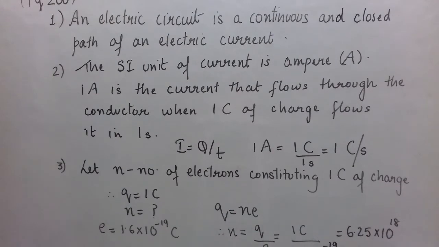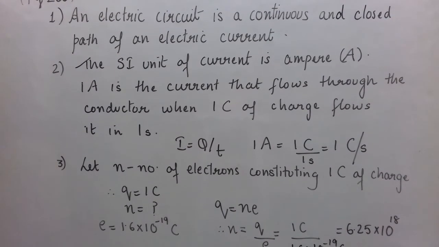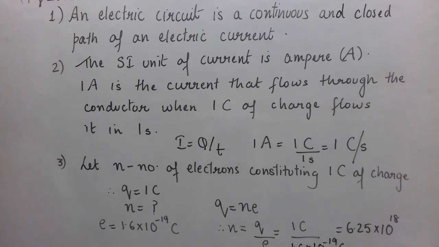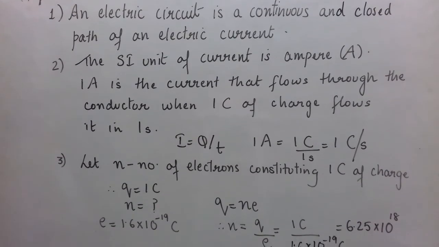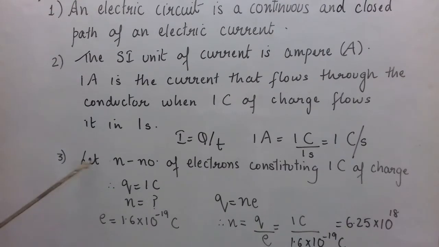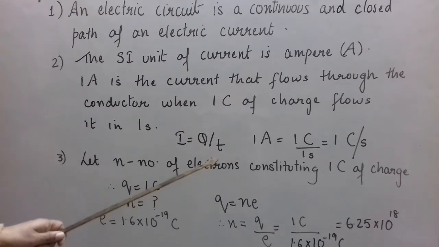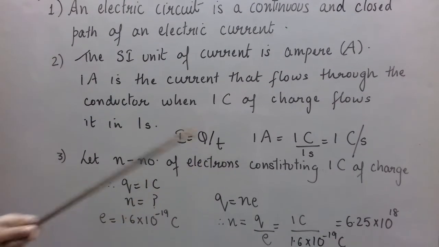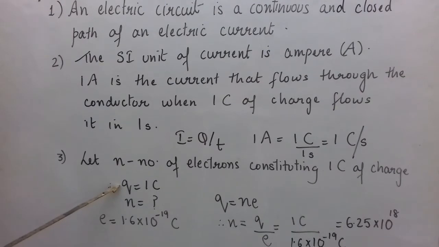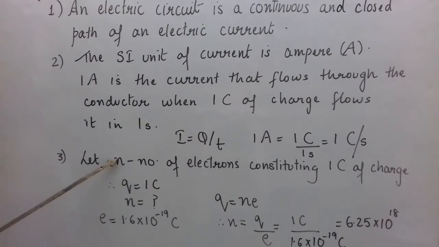Now the third question is, calculate the number of electrons constituting 1 coulomb of charge. It means how many electrons together make 1 coulomb of charge. So here let us say N is the number of electrons constituting or making 1 coulomb of charge. Q is the symbol used for charge. Q is equal to 1 coulomb. N we have to find out.